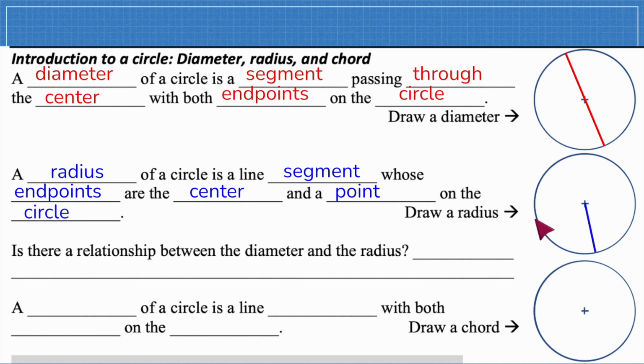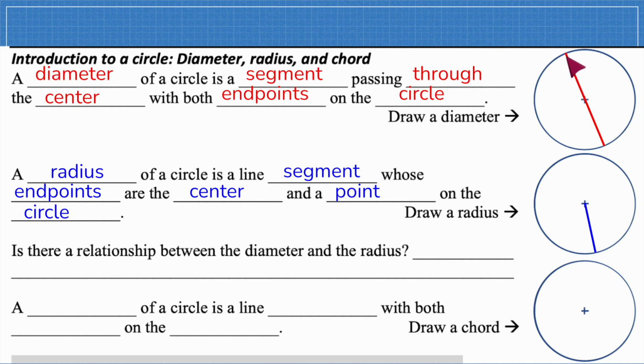The radius of a circle is a segment whose endpoints are the center and a point on the circle. So now I don't go all the way from side to side. I go from the center to the side. And again, it can go in any direction around the circle as long as it starts at the center and goes to the side.